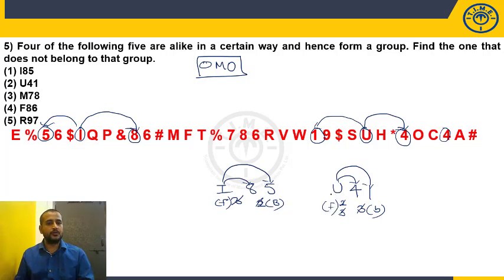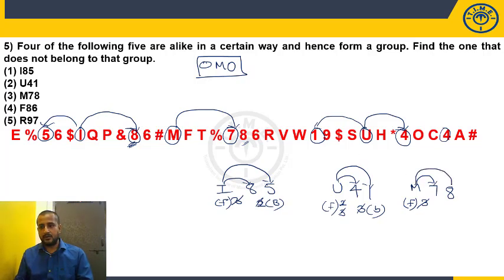Okay, come to the third option. What is our third option? M78. Where is M? So M is here, 7 is here, and 8 is here. You may consider this 8 or you may consider this 8. But finally you should approach one particular logic. Now look at here. M to 7 in the forward direction, how many elements are missing? 3 elements are missing. Here to here, 3 elements are missing in the forward direction. And what about M to 8?